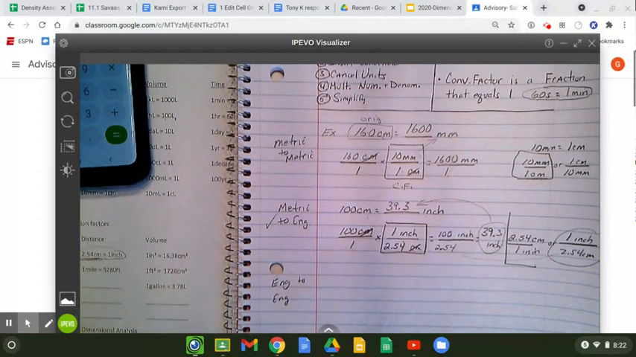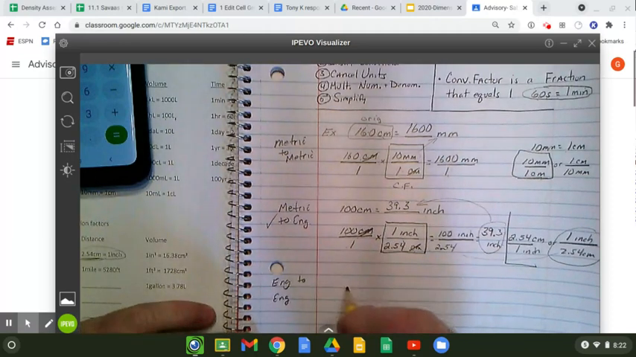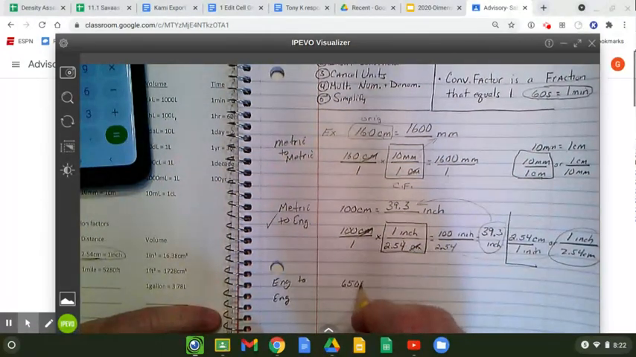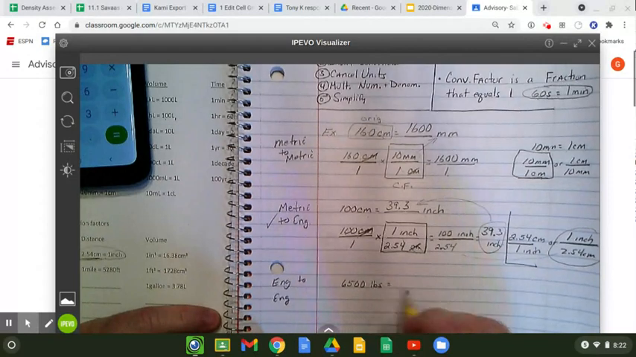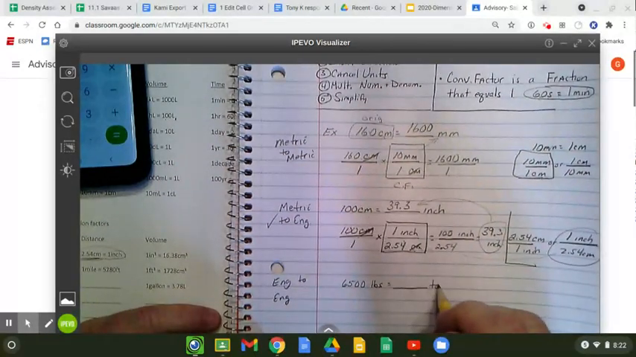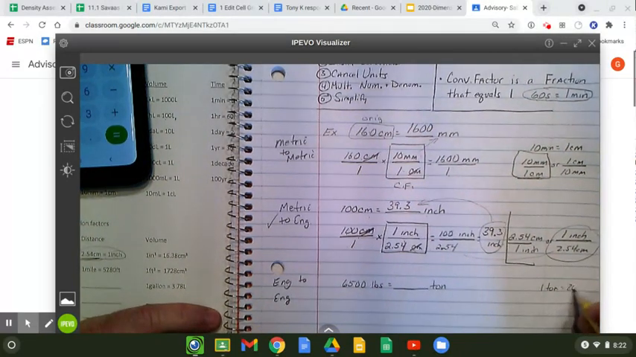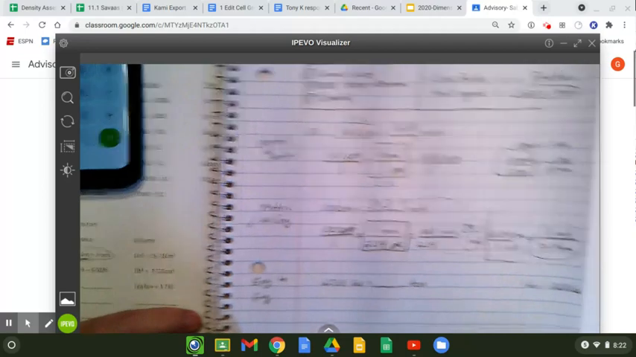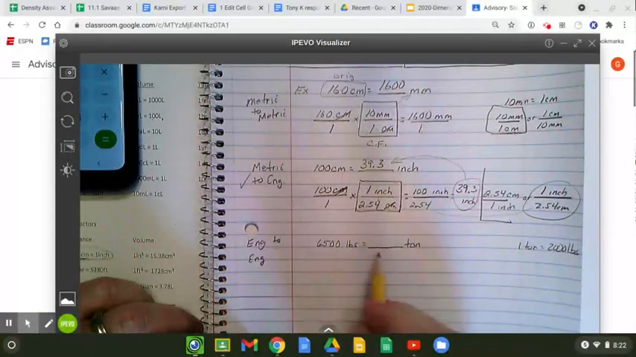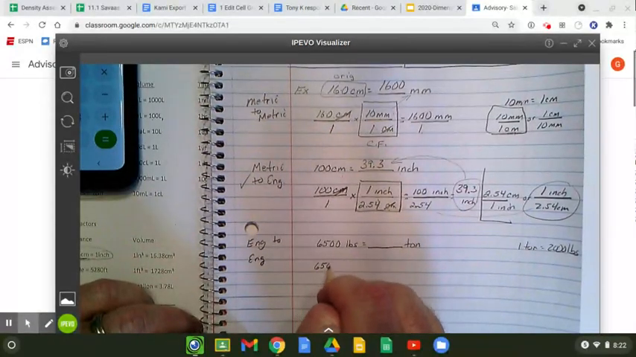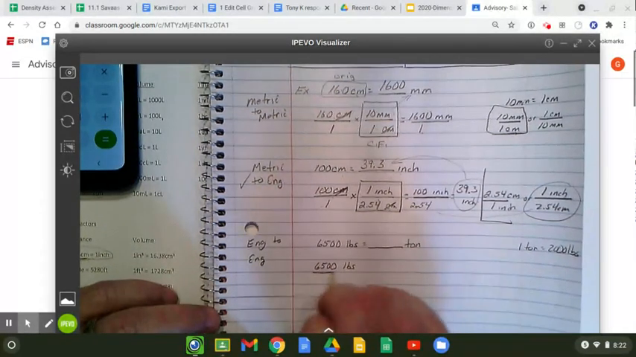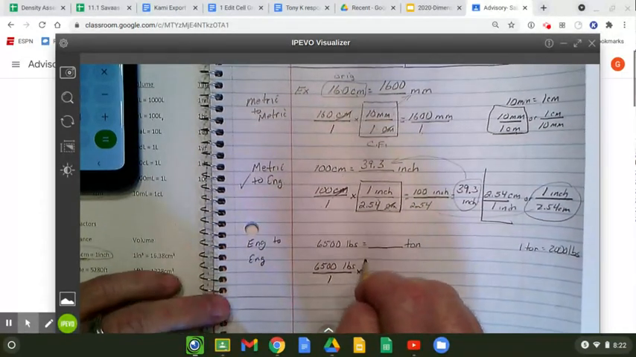Let's say I want to know how many tons are in 6,500 pounds. Now remember, 1 ton equals 2,000 pounds. So that's my conversion factor. Let's put the original over 1. We got 6,500 pounds. I'm going to put that over 1. I'm going to insert my conversion factor.